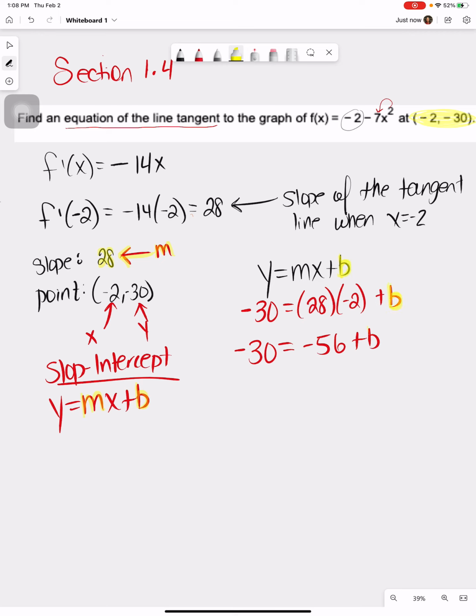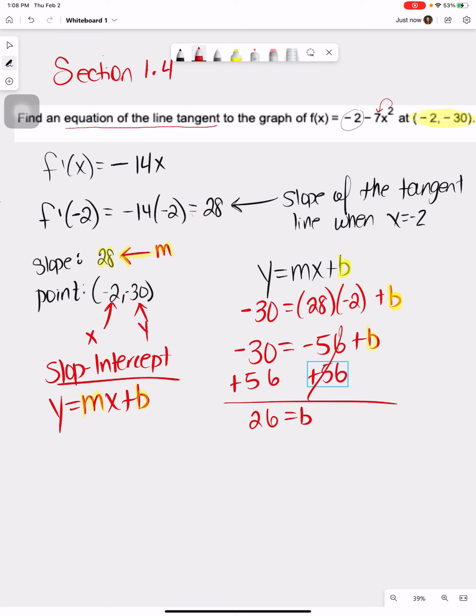And if you notice the equation that I'm working with, because I have an x and y value, those coordinates, that point there, and because I have my slope, I can substitute all that information into the slope-intercept form, and the only unknown that I have is the b, my y-intercept, and I can solve for that, which is what I'm doing now. So now I'm going to add 56, bring that 56 to the other side, and that gives me a positive 26 is equal to b. So now I have that y-intercept.